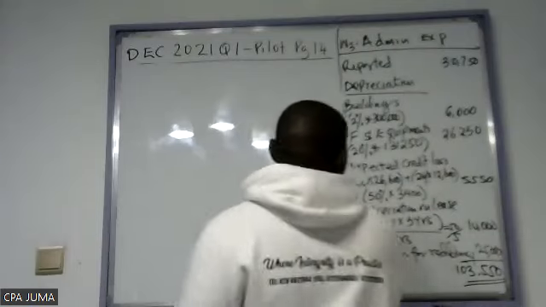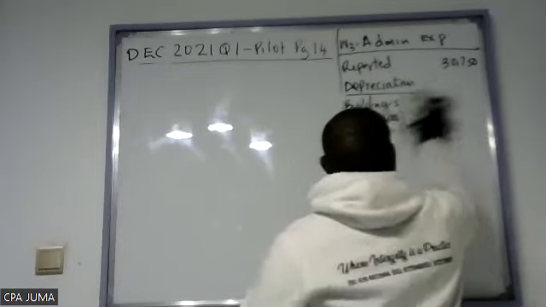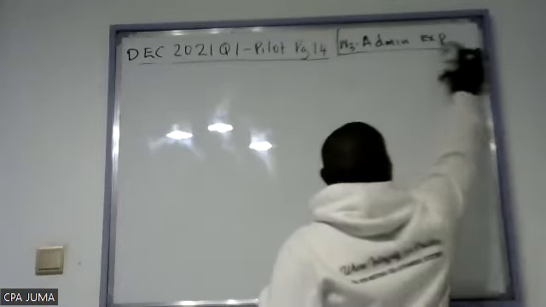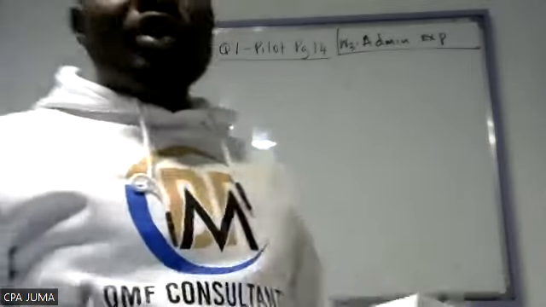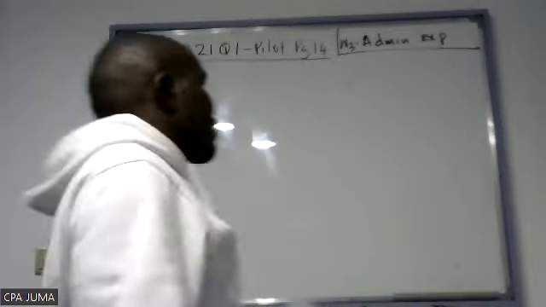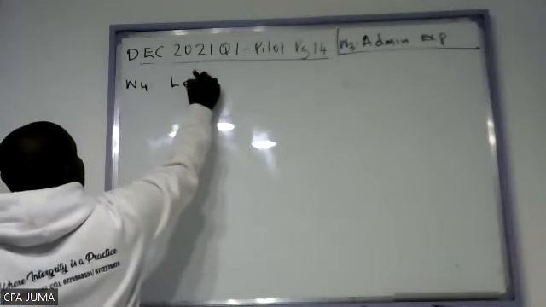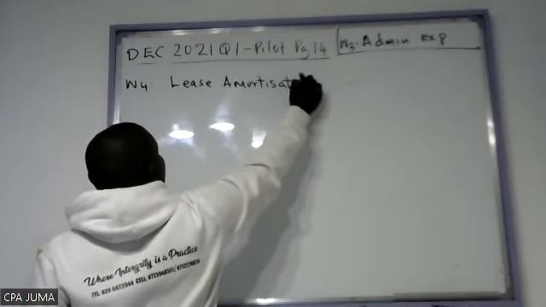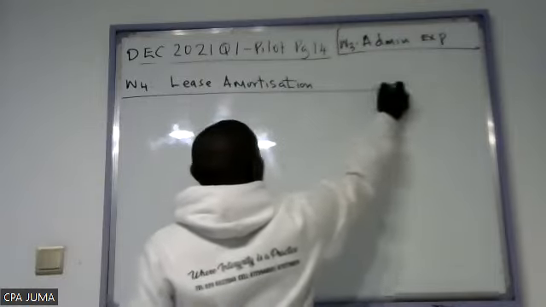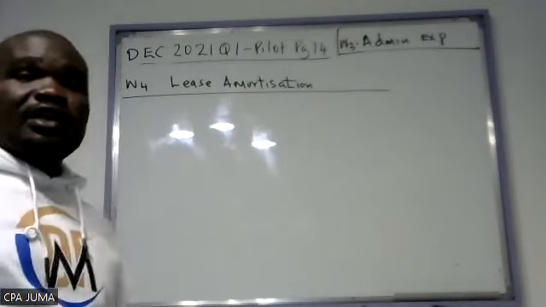But before we go to finance cost, there is something I want us to do. It is really necessary. There is this lease. The interest on the lease will affect our finance cost. So out here, we work on lease amortization. I want us to amortize the lease.